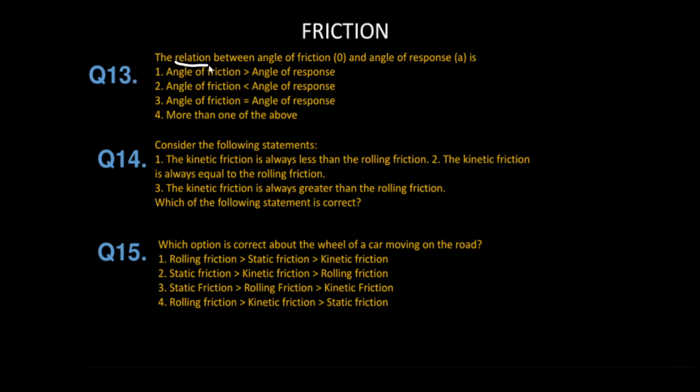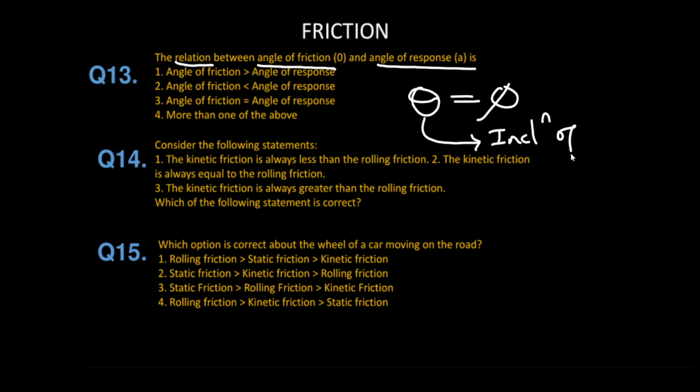Here is the question: relation between angle of friction and angle of repose. We know angle of friction is equal to angle of repose. This is the inclination of the surface such that the object placed on the inclined plane will be in equilibrium. As long as it is at rest, the maximum value of theta will be equal to the angle of repose. So this one is the correct answer. Angle of friction is equal to angle of repose.